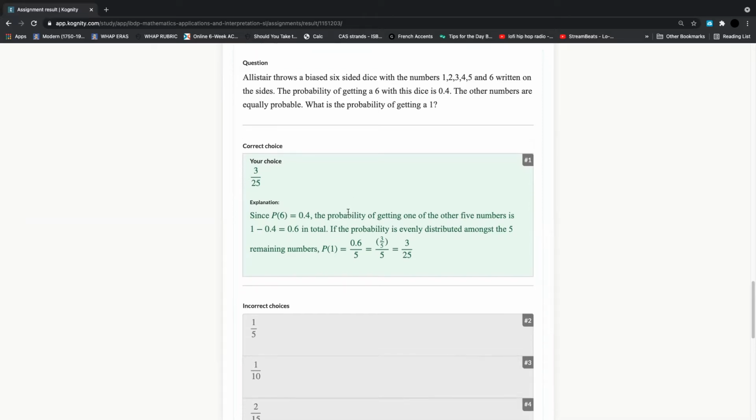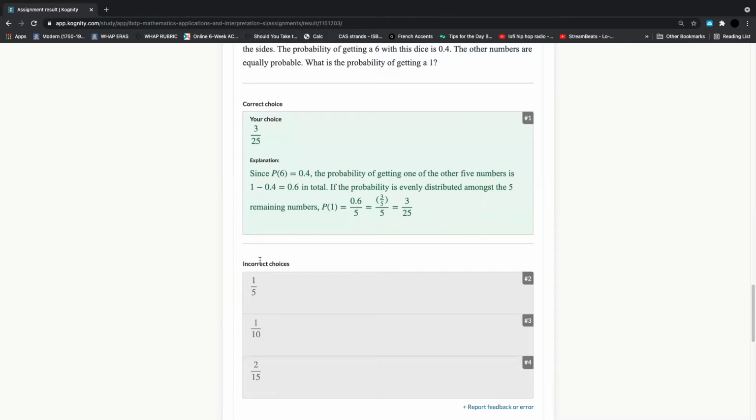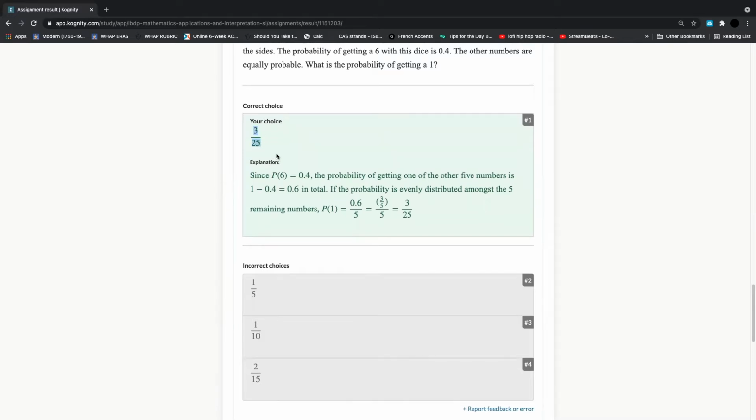And then out of all of the answer choices shown below, 3 over 25 was the only one that was equal to 0.12. So that was the answer. There's nothing wrong with doing it this way, but I think for me, the other way, I understood that much better.